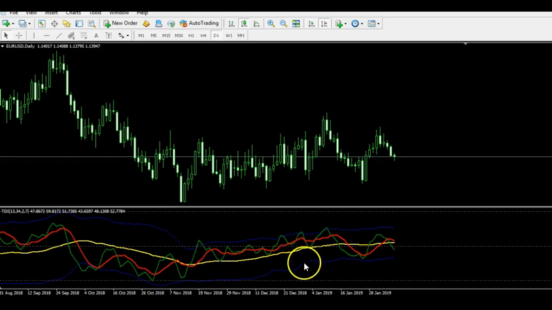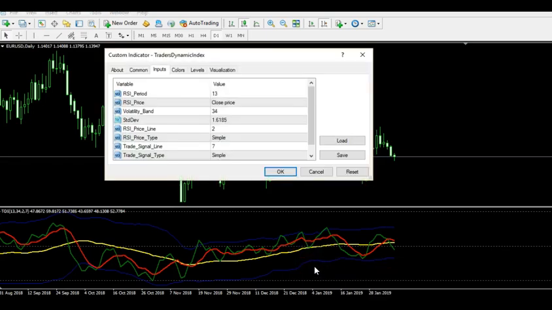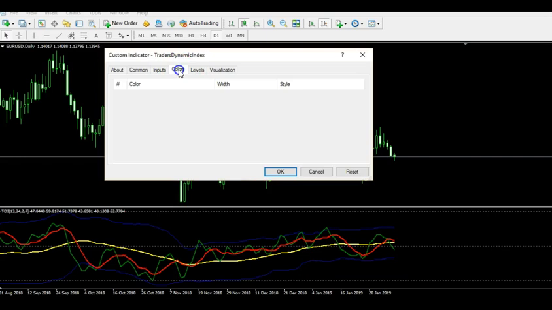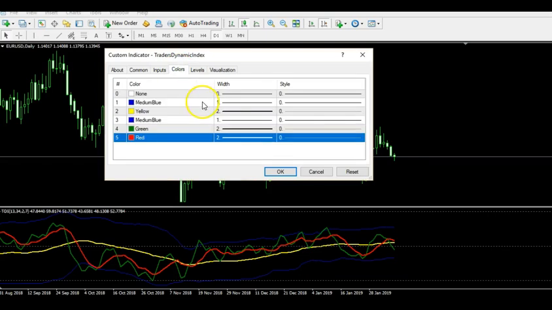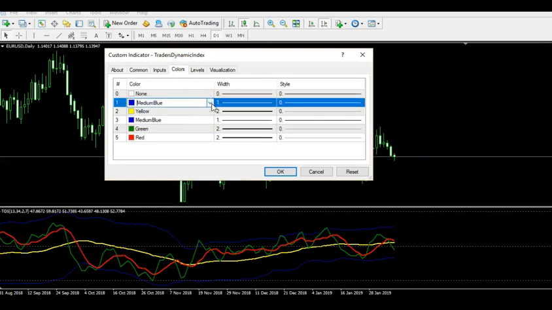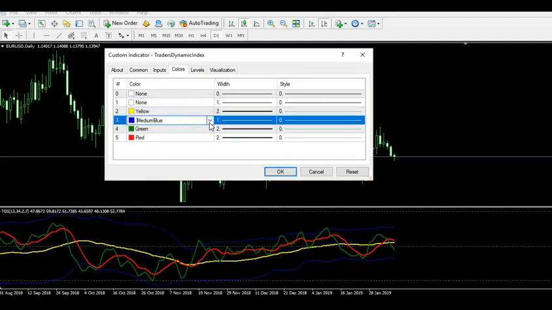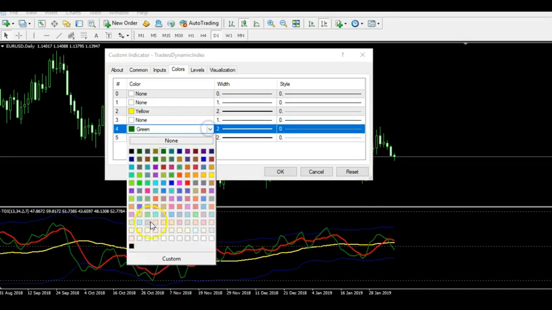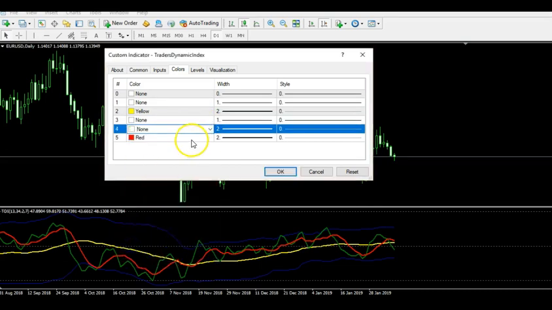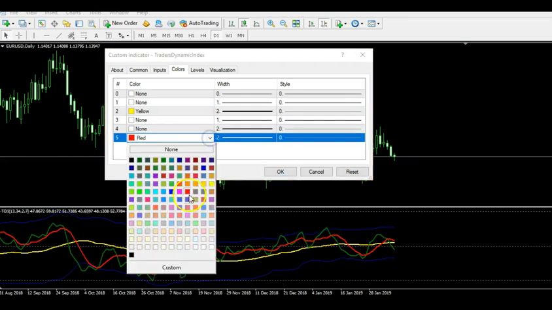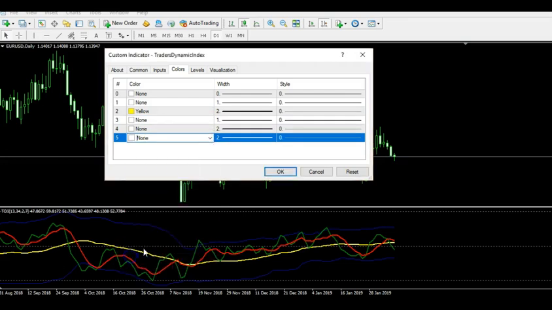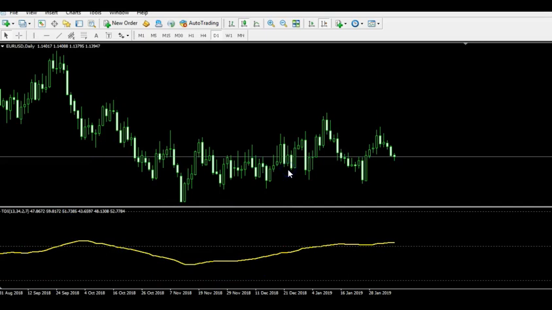So what I did is I just went to the TDI and got rid of everything else. And I've shown you before how we do this. Anything that's not yellow, we're going to turn into none. By doing that, you can isolate the good pieces of an all-in-one indicator like this. There we go. Now we're just looking at the yellow line.